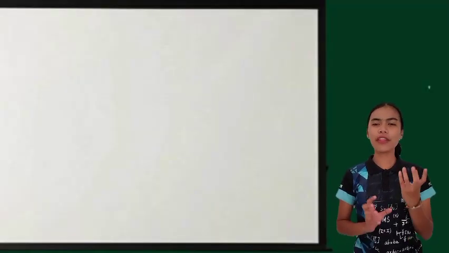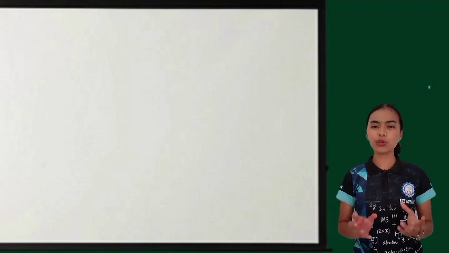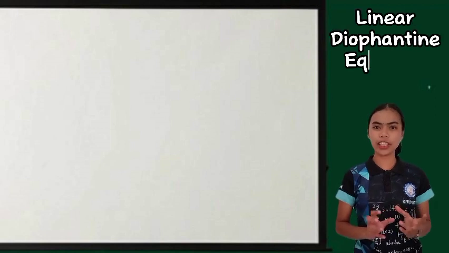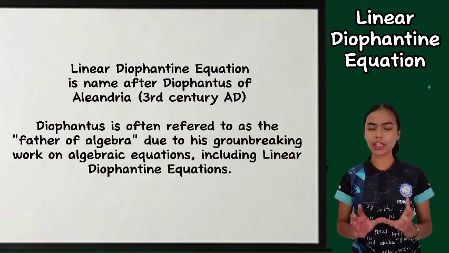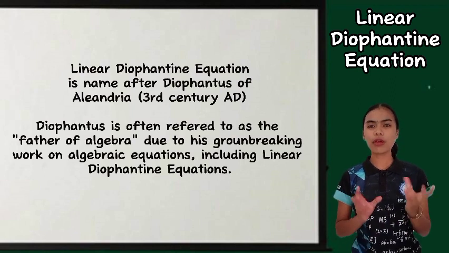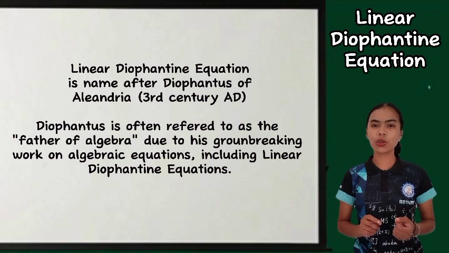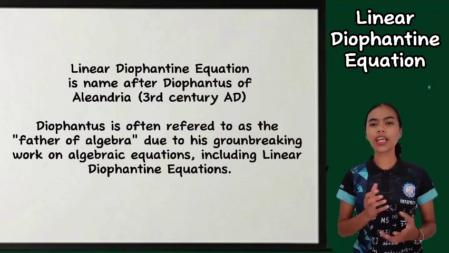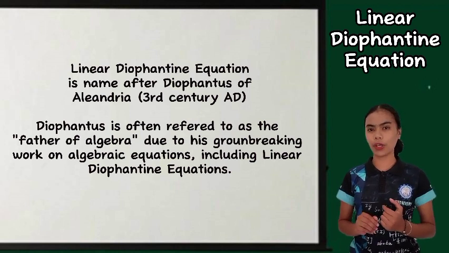So, hello everyone. Since we are done with the other topics that were discussed with my co-future educators, let us move on to another topic, which is the linear Diophantine equation. Let us start with its history. The linear Diophantine equation is named after Diophantus of Alexandria, who lived in the 3rd century AD. Diophantus is also referred to as the father of algebra because of his algebraic works, and the linear Diophantine equation is included there.